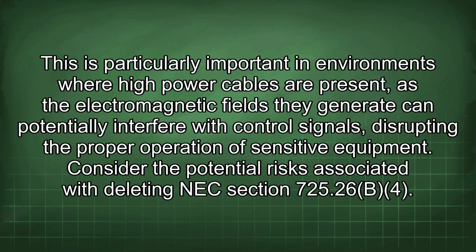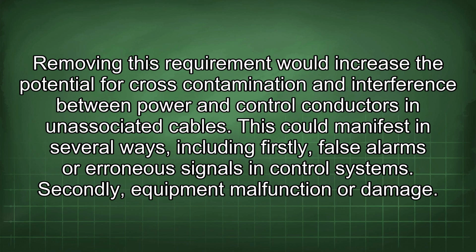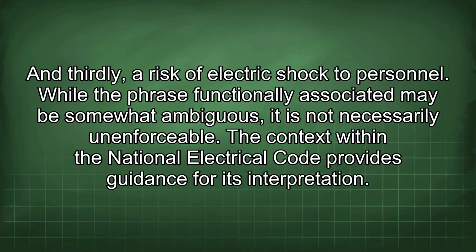Consider the potential risks associated with deleting NEC section 725.26(B)(4). Removing this requirement would increase the potential for cross-contamination and interference between power and control conductors in associated cables. This could manifest in several ways, including, firstly, false alarms or erroneous signals in control systems. Secondly, equipment malfunction or damage. And thirdly, a risk of electric shock to personnel.